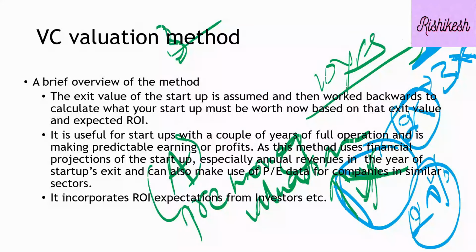This is what is called ROI, right? ROI is the final value of your investment divided by the initial value. So in this case, ROI will be 3 divided by 1, that is 3. So your investment is becoming 3 times, right? This is what is your ROI.